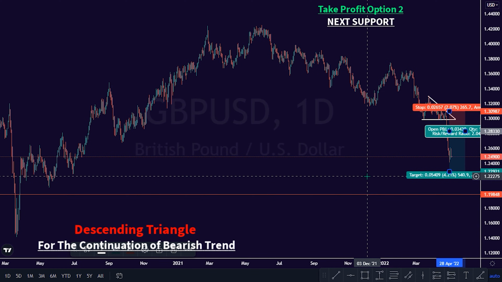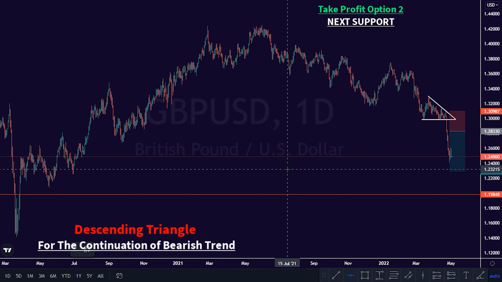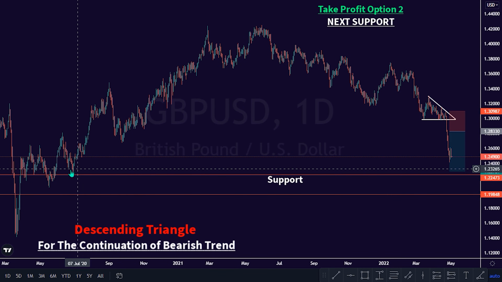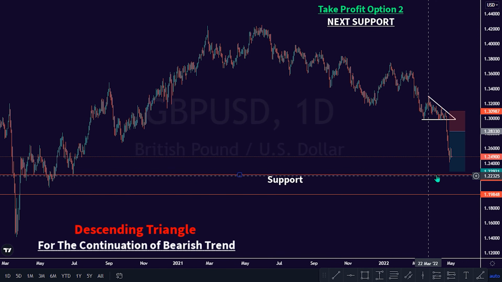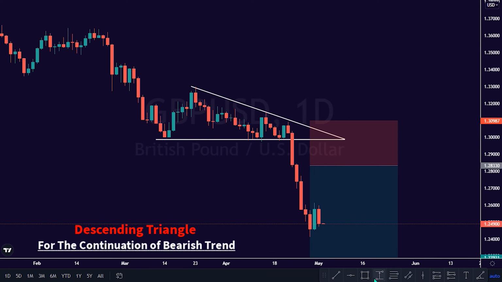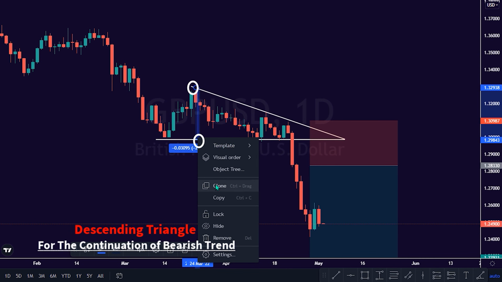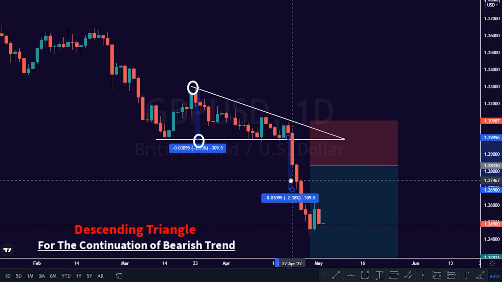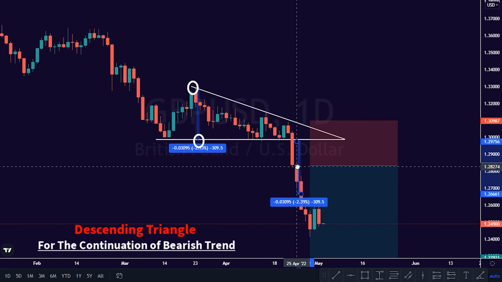Number 2. The next support level structure. Traders can decide to take profit at the closest price level to the next support structure on the trading chart. Number 3. The measurement objective option. To do this, traders can measure the distance from the start of the pattern at the highest swing point of the descending trend line to the lower support line of the chart pattern. That same distance measurement value can be replicated from the bearish price breakout point down in order to determine the potential take profit level.